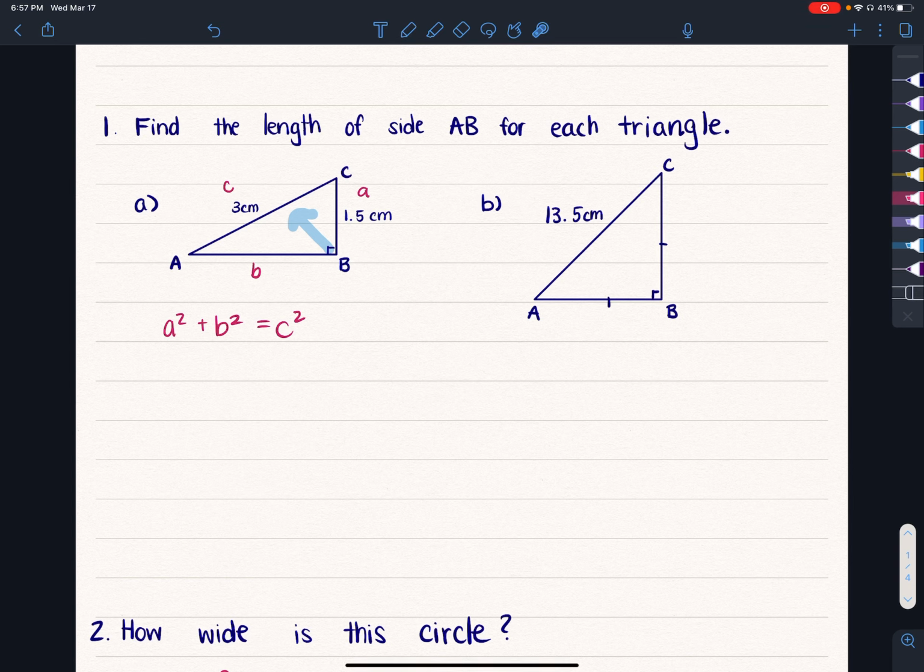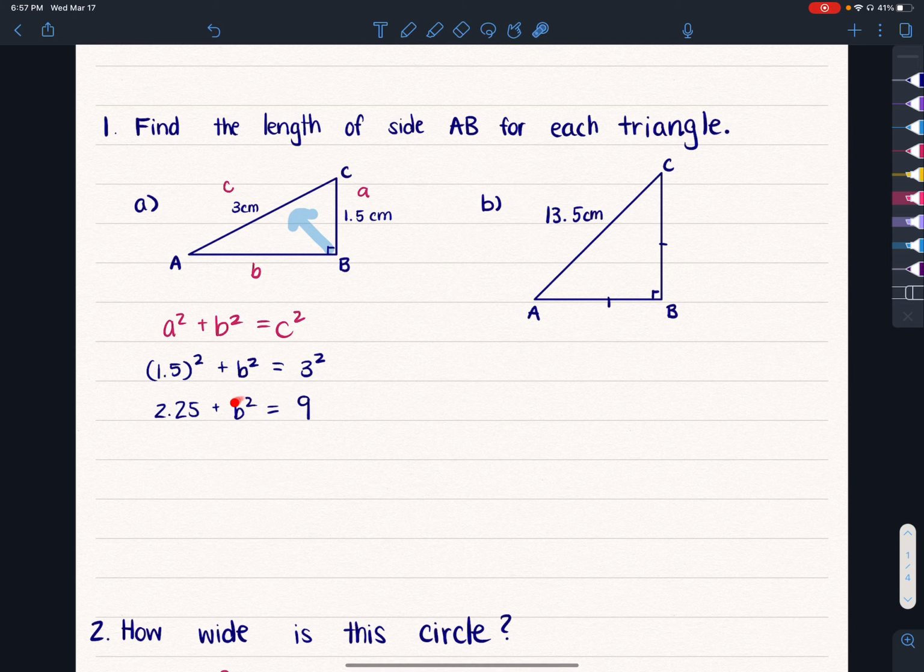Okay, so now we're going to substitute all of the values that we have. Our A is 1.5, so we're replacing A with that, squaring it, plus B squared we don't know, so we leave B there, and C is 3, so 3 squared. And now we'll do our math. So 1.5 squared, that gives us 2.25 plus B squared equals 3 squared, which is 9.